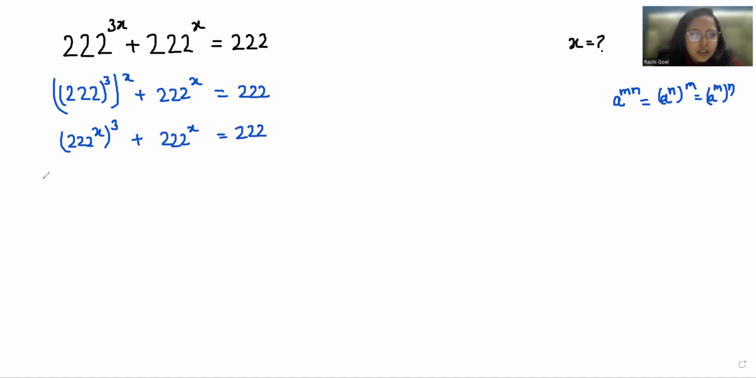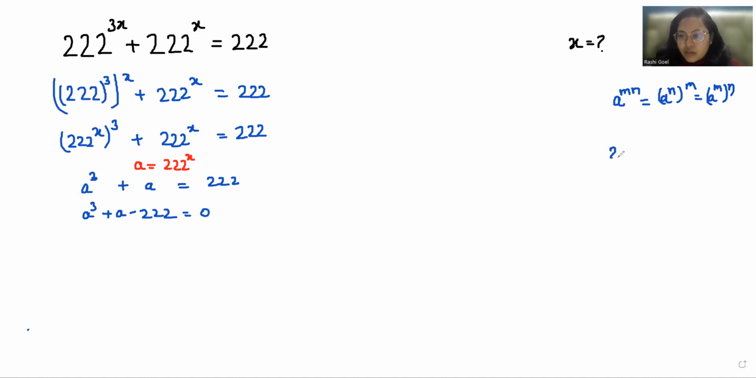Now I am going to use substitution and put 222 power x is equal to a. Now I'm going to replace it with a cube plus a is equal to 222, or a cube plus a minus 222 is equal to 0.